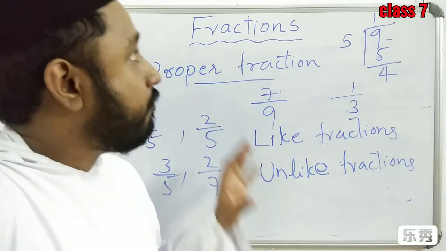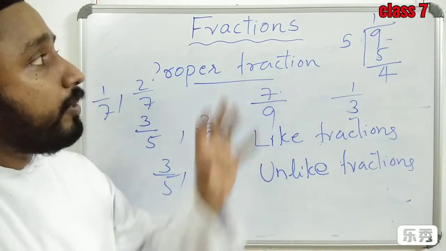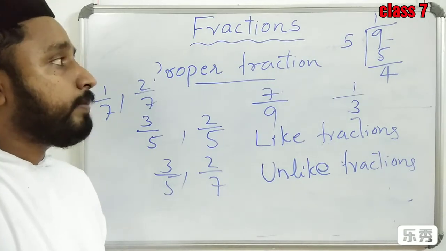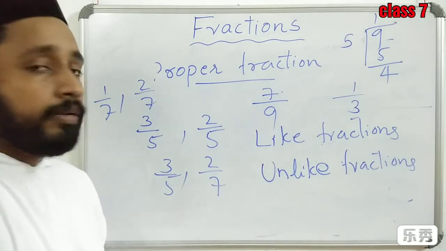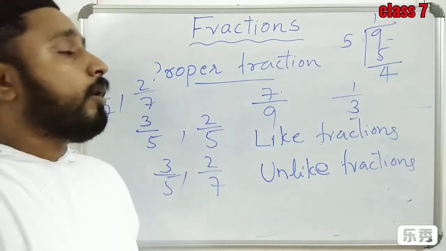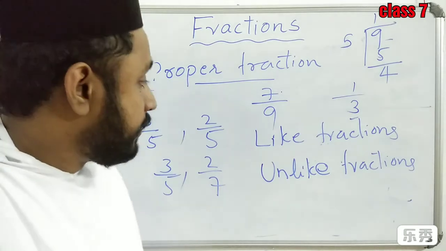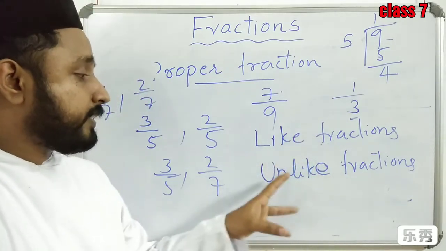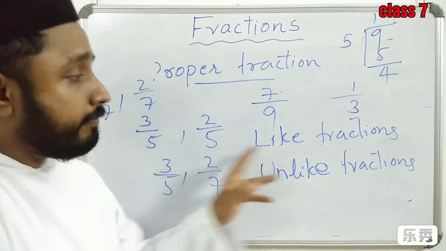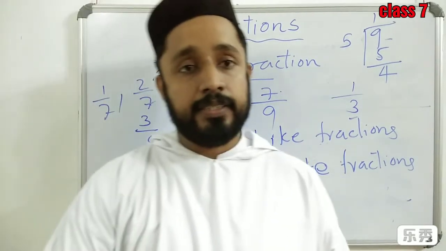So, we have studied what is a fraction. Fraction means a part of a whole. Then we studied proper fractions. When the numerator is less than the denominator, we call it a proper fraction. When the numerator is greater than the denominator, we call it an improper fraction. We can write an improper fraction in the form of a mixed fraction. And we also studied like fractions and unlike fractions. If the denominators of two fractions are the same, we say like fractions. Otherwise, we say unlike fractions.